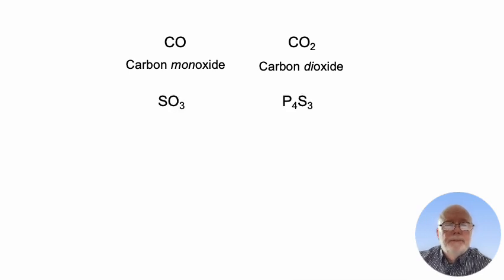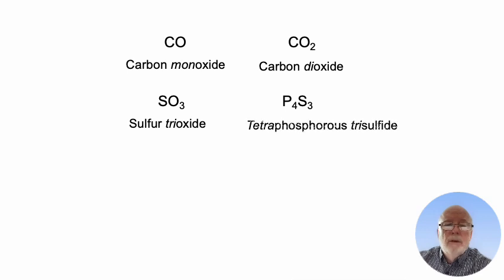What about these two? SO3 and P4S3. Now you have to say how many atoms of each element are present. So for the first one, SO3, there's 1 sulfur and 3 oxygens. So that's going to be sulfur trioxide. And notice then for P4S3, we've got to say that there are 4 and 3 atoms there. So tetraphosphorus trisulfide. Pretty straightforward.